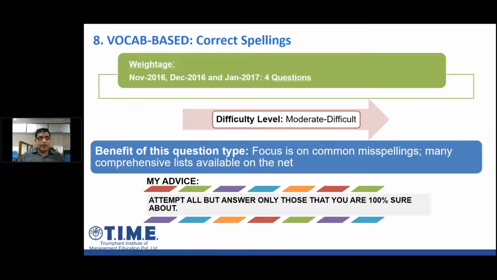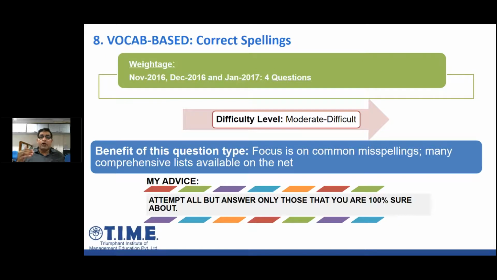So the last vocab based question is correct spellings, and unfortunately just 4 questions were there. The most important point I would like to say is they focused only on the common spelling errors. If you go to the net and type common errors in spellings or common misspellings, you'll actually get a number of lists. These 4 questions, or 4 misspellings that were given, were from those lists only.